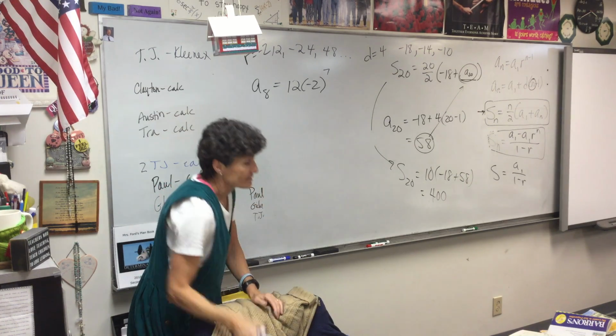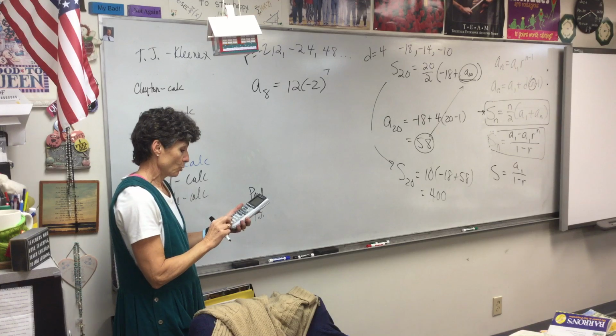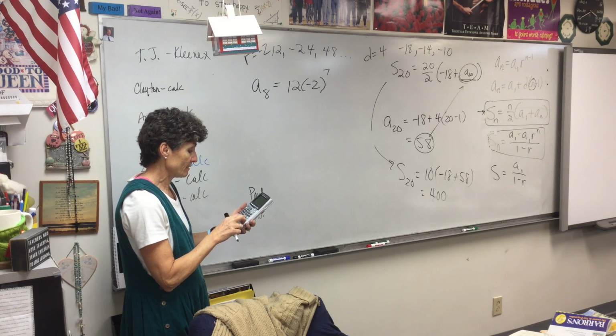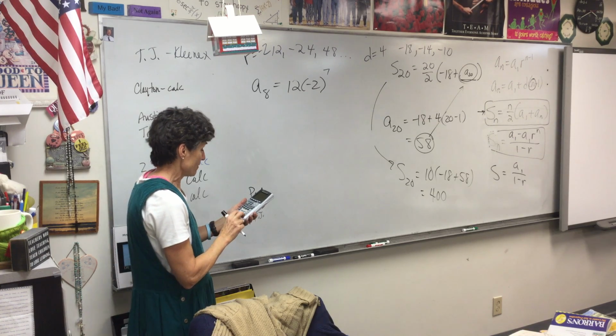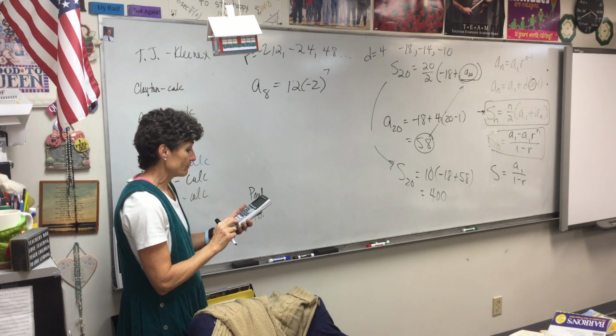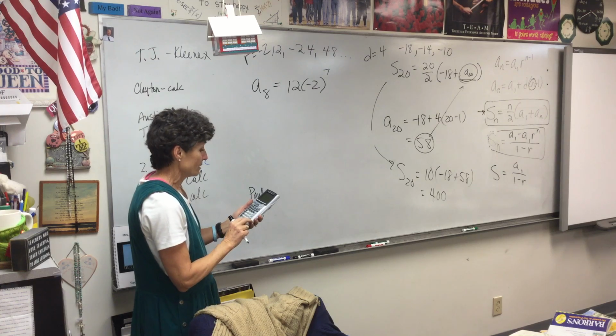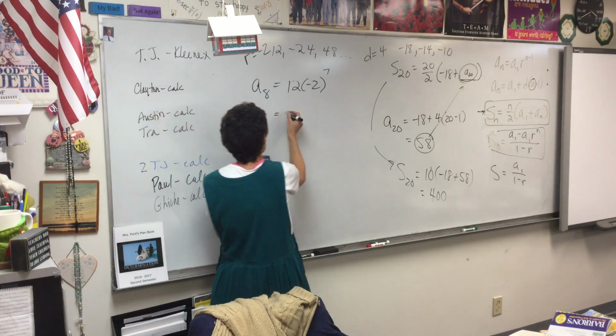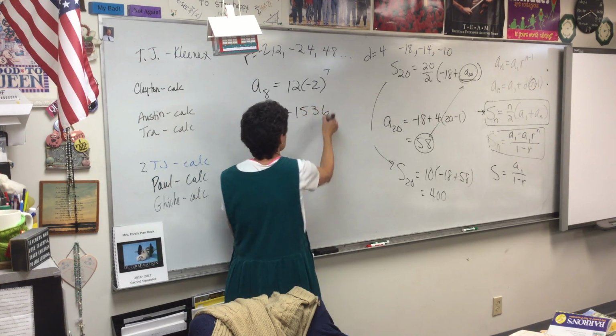Now type that in exactly the way I wrote it. 12 parentheses -2 raised to the 7th. That will give you the right answer every time. You type it the way we wrote it. The answer is -1536.